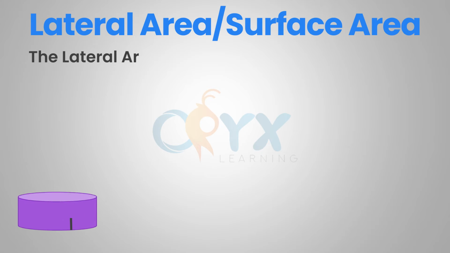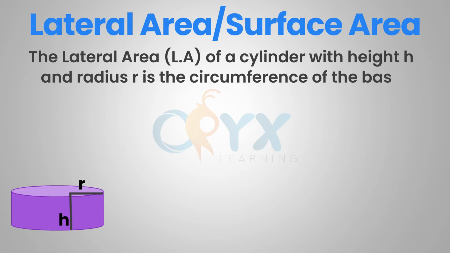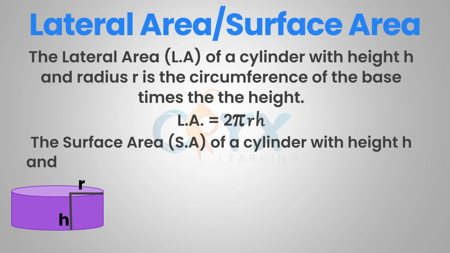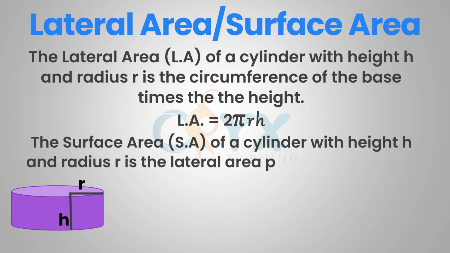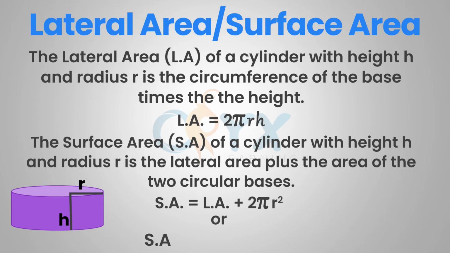The lateral area, or LA, of a cylinder with height h and radius r is the circumference of the base times the height. So LA equals 2 pi rh. The surface area, SA, of a cylinder with height h and radius r is the lateral area plus the area of the two circular bases. So SA equals the lateral area plus 2 pi r squared, or SA equals 2 pi rh plus 2 pi r squared.